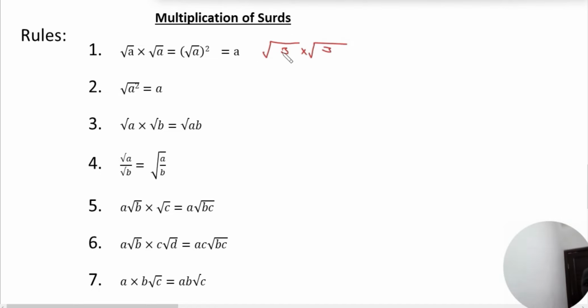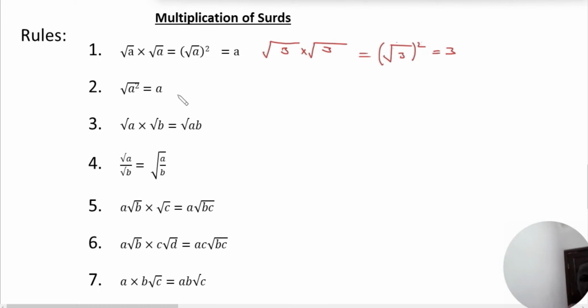We have 3 here and 3 here, so we're just going to write this as power 1 and this as power 1. This will be equal to bracket root of 3, put this in bracket. So if you square this, the square root sign goes, square cancels square, so we're just going to be left with 3 as our answer.